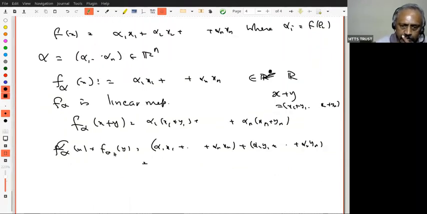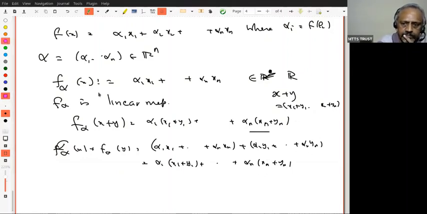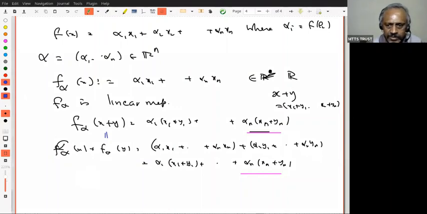But now I can group terms, collecting alpha 1. Therefore, it's going to be alpha 1 into (x1 plus y1) plus ... plus alpha n into (xn plus yn). You can see this side and these are equal, and hence we conclude these are equal. Right? You understand that? Okay.